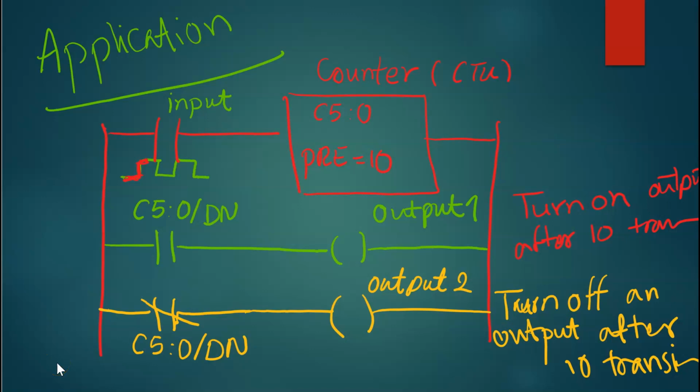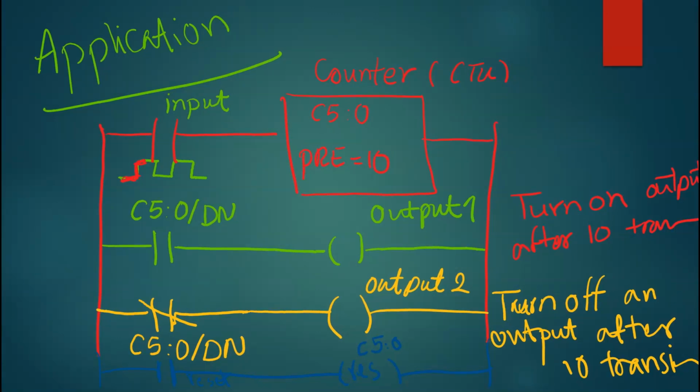Now, if you need at some point to reset your accumulator value back to 0, you need to use a reset instruction. So you need to use a reset instruction with the same address as C5:0. So let's assume that this is my reset switch. The color is really bad. So let's assume that what I have here is my reset switch, and whenever I need, based on my application, I can reset the accumulator value of this particular counter.